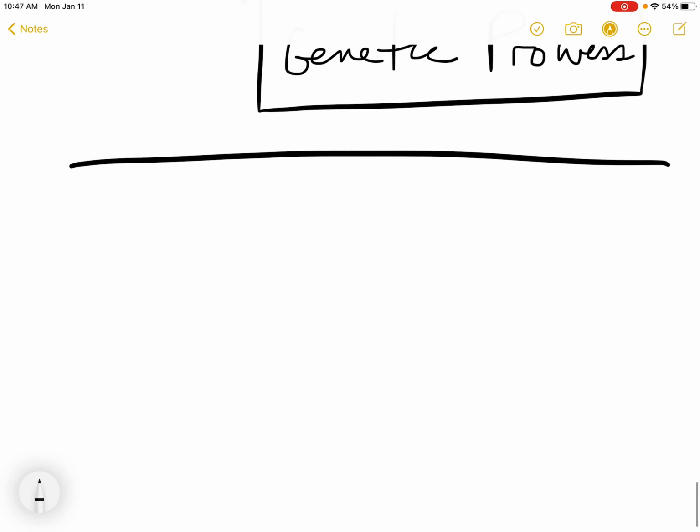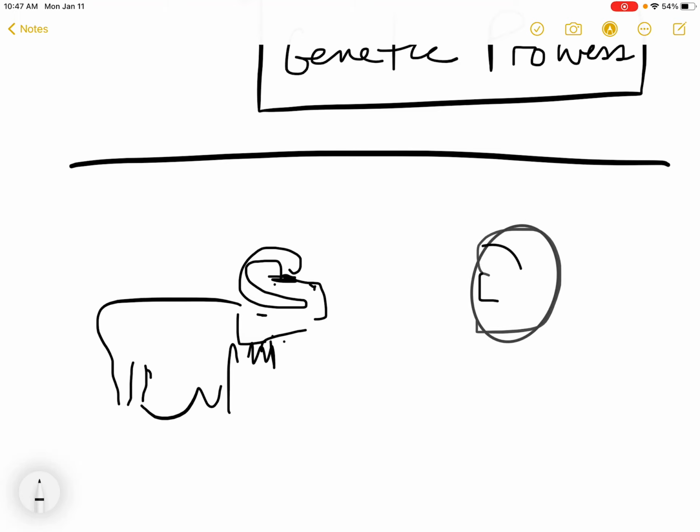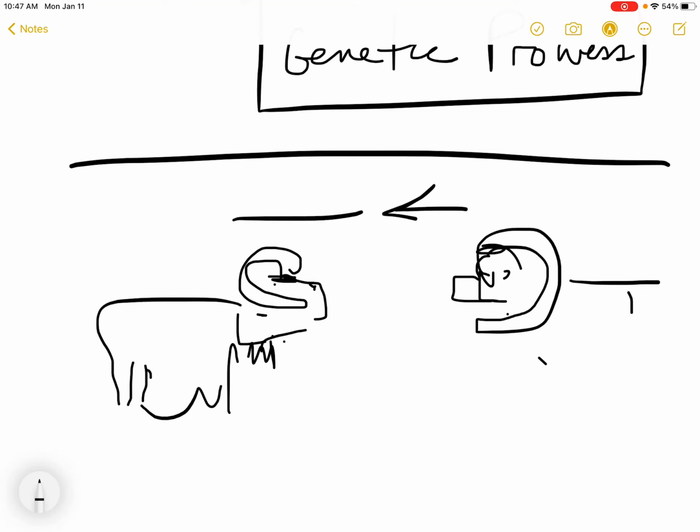Another one is the bighorn sheep. Let's see if I can. They have these enormous, large horns on the top of their heads, right? I can't really draw a bighorn sheep, but something like that. And the males compete with each other. They have these enormous horns, and they will run at each other, and they will collide and bang their heads together and smash their heads together.